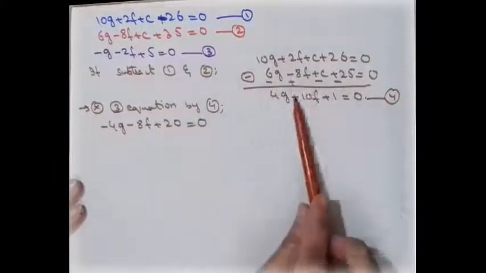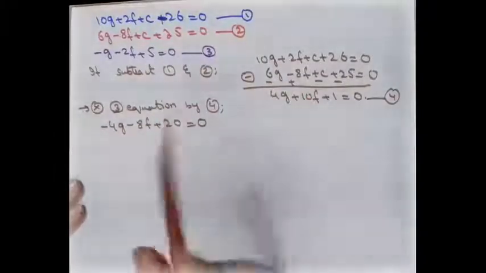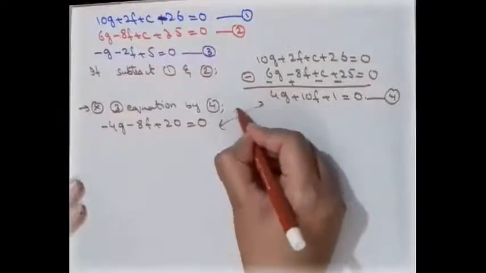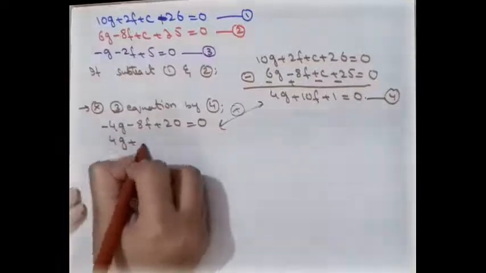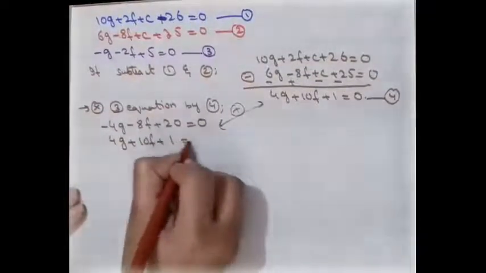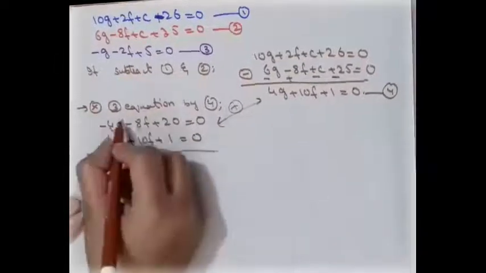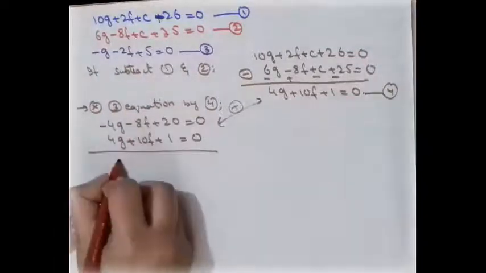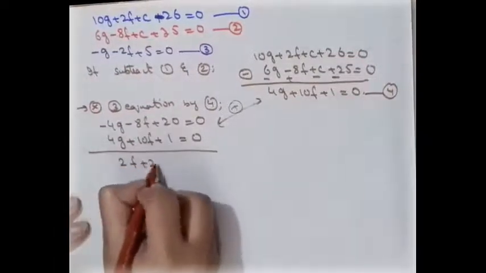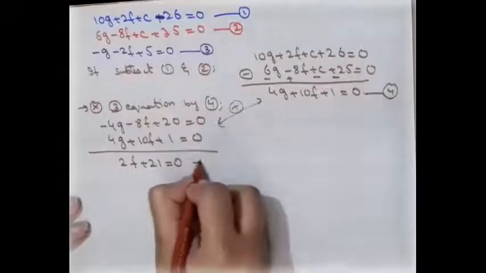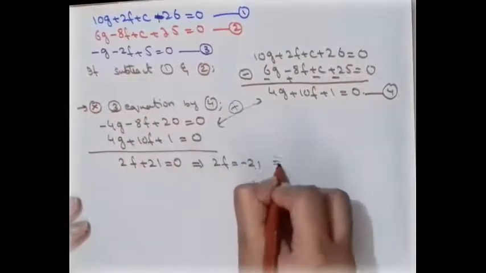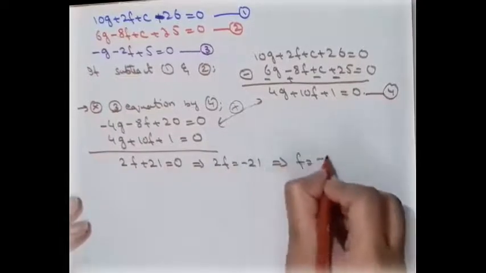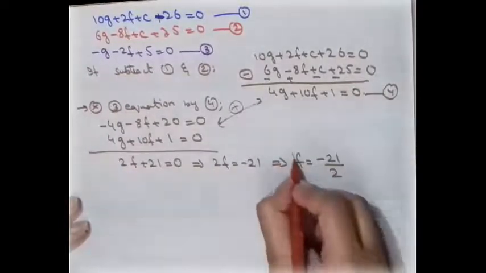Now add these two equations. If we add, it will be 4g plus 10f plus 1, which is equal to 0. Then the g terms will be cancelled out, and it will be positive 2f plus 21, which is equal to 0, which means we have to find the value of f, which is equal to -21 divided by 2.